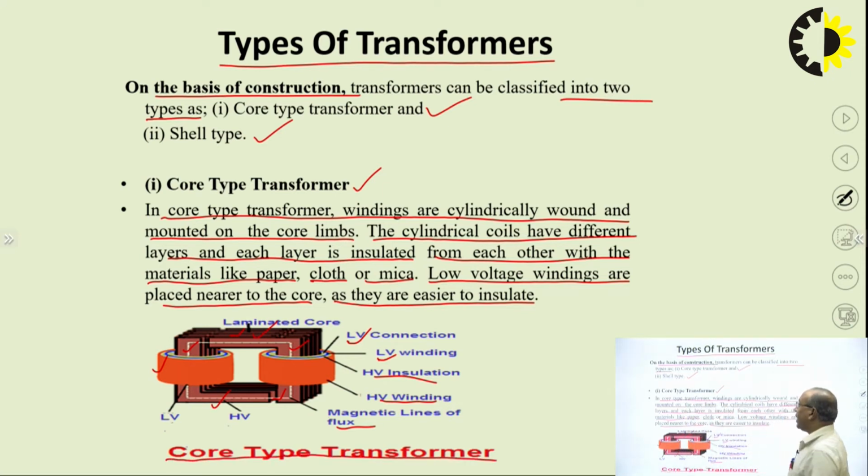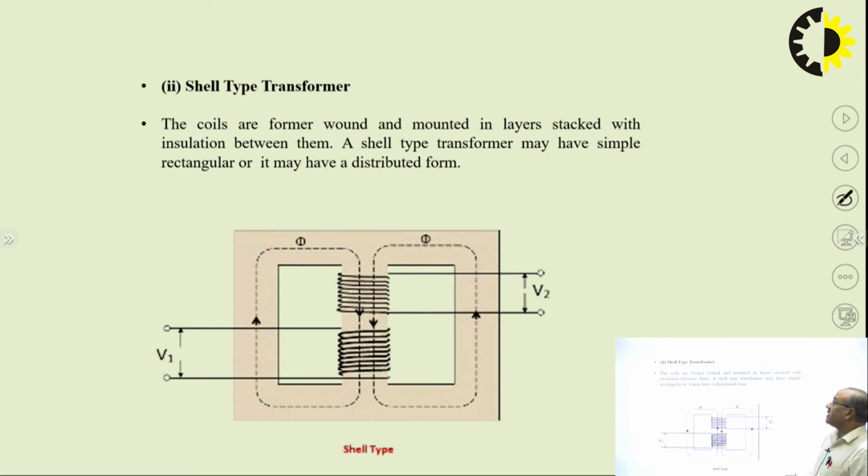This is about the construction of the core type. If we define it, we can say the core is surrounded by the windings, or the windings surround the core. That is the definition of a core type transformer. Then next we have the shell type transformer.